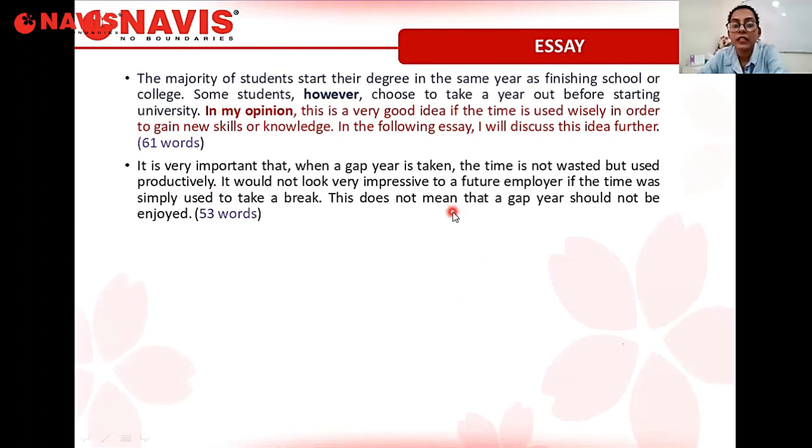Okay, this does not mean that a gap year should not be enjoyed. So I'm also telling that a gap year must be enjoyed and at the same time used productively. This will create an awareness in the examiner's eye, telling that, okay, this writer is balancing both statements, which is very important. You have to balance your viewpoint.